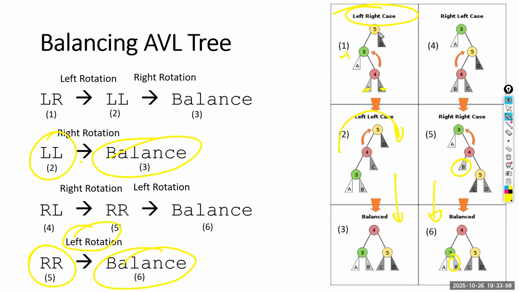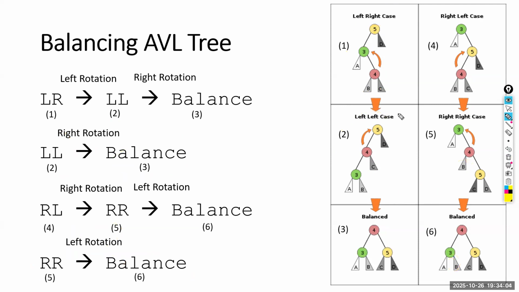2 minus 0 is 2. 2 is outside that range. So if you get into this kind of situation, we call it left right. You can see the issue is here. The issue is here. And the scenario is called left right, or sometimes we call it dog foot.